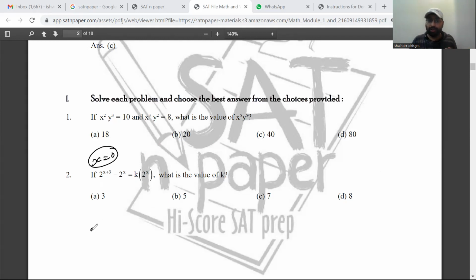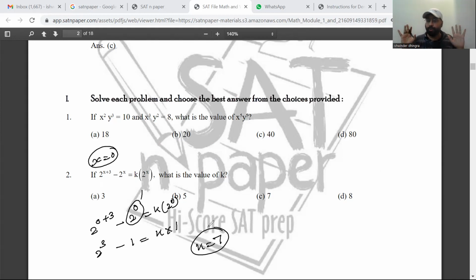So what will happen? I'll get 2 raised to power 0 plus 3 minus 2 raised to power 0 is equal to what? k into what? 2 raised to power 0. Why? Because 2 raised to power 0 is equal to 1. So this will be 2 raised to power 3, this 2 raised to power 0 will be equal to 1, this is k. Now 2 raised to power 0 is equal to 1. So I can find the value of k directly. I hope the things are clear.